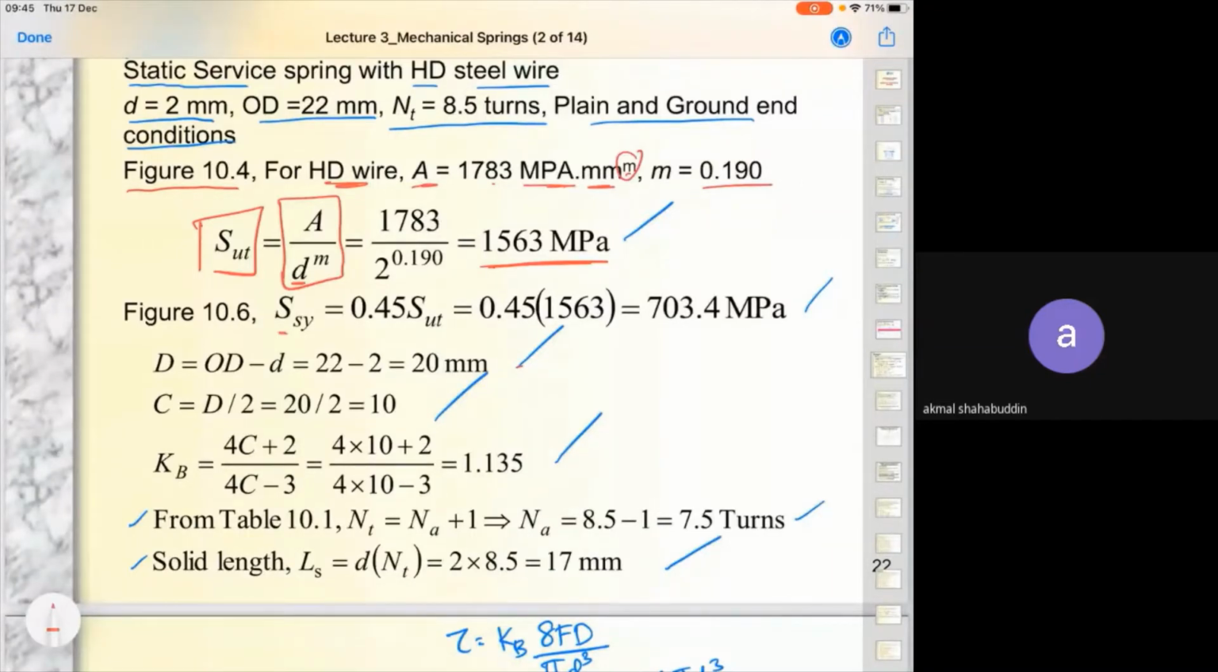So ni adalah apa benda tadi? Torsional yield strength kan, ataupun ada student suka sebut shear stress, shear yield strength sebab ada guna S kat depan ni kan. Pun boleh juga. 0.45 times SUT and ni.